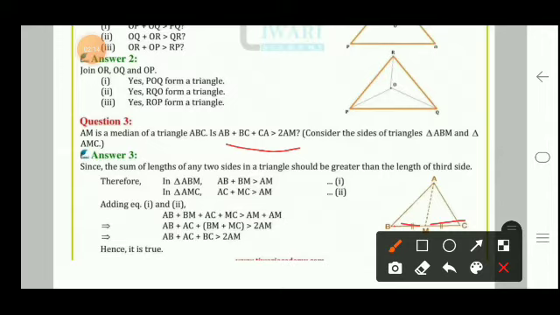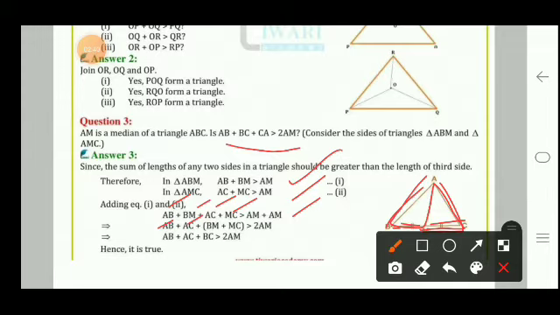Now, in triangle ABM we can easily write that AB plus BM is greater than AM, because the sum of two sides of a triangle is greater than the third side. Then in triangle AMC we can write AC plus MC is greater than AM. If we add both these equations, we get AB plus BM plus AC plus MC is greater than AM plus AM.